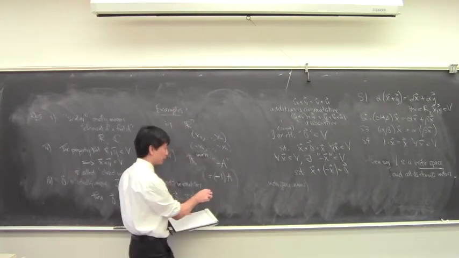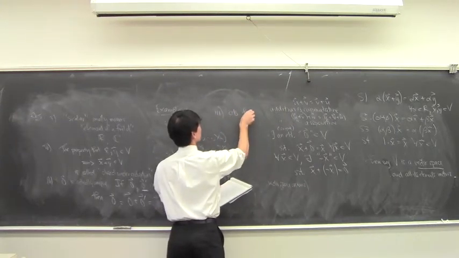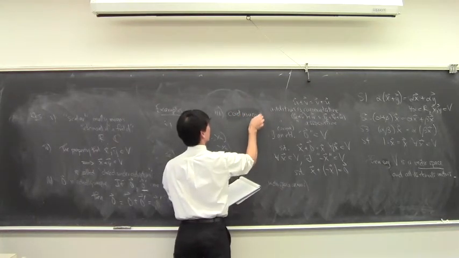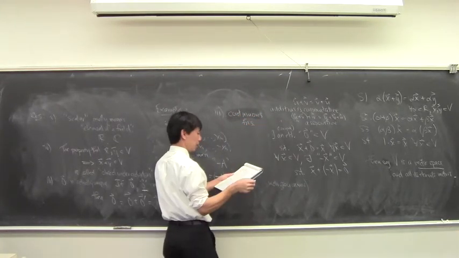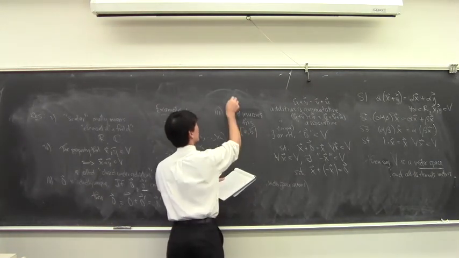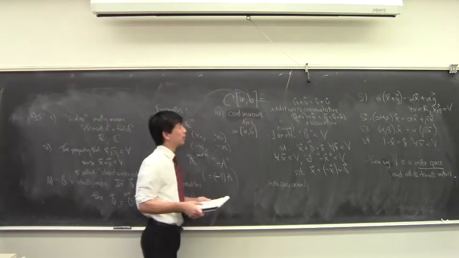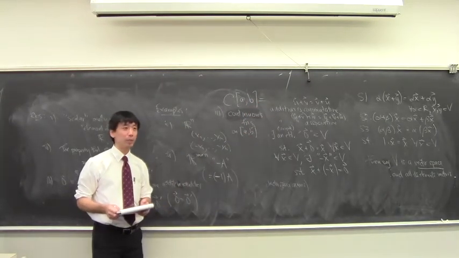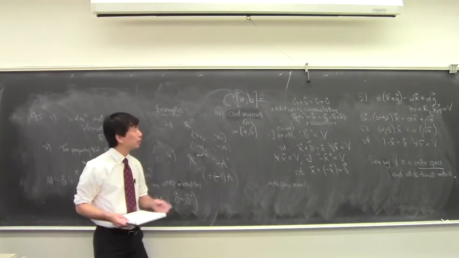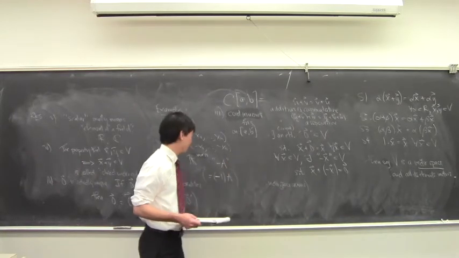Number 3, continuous functions, say on [a, b]. This is denoted capital C[a, b], the set of continuous functions on [a, b]. If you have two functions, you can add them together.